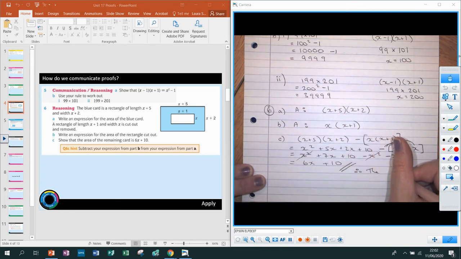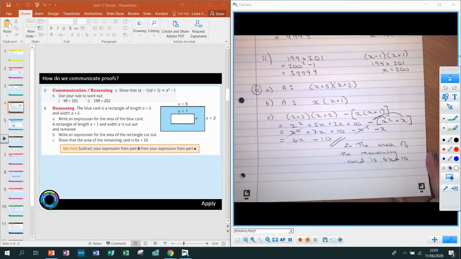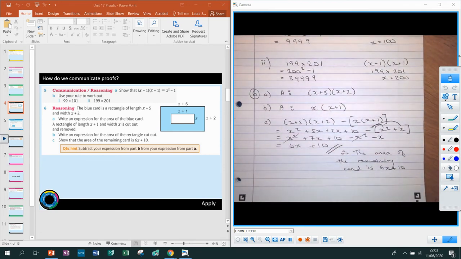Therefore, the area of the remaining card is 6x plus 10. It is a very good idea when you have proof questions to write a sentence at the end, making sure you're very clear in your communication, because you don't want to lose that mark.